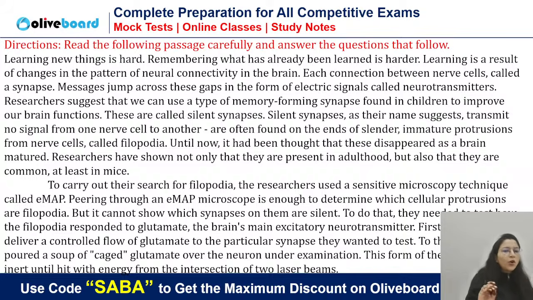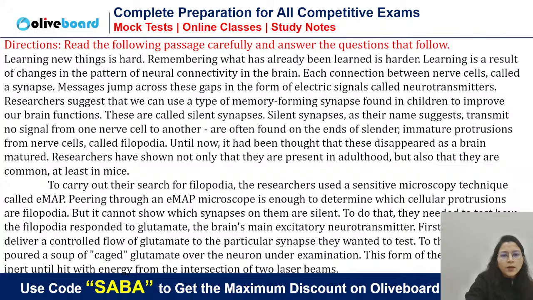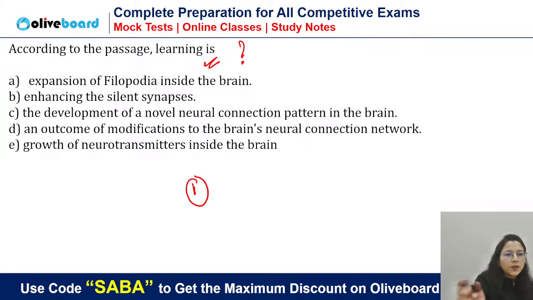Okay. So simply what you have to do, if you read the question according to the passage, learning is. So the answer is given here. In the first line only you can get the answer that learning is a result of changes in the pattern of neural connectivity in the brain. Right? Simple, the answer is here that result of changes in the pattern of neural connectivity in the brain. Now what is here? Expansion of philopodia? No. Enhancing silent synapses? No. The development of a novel means new neural connection pattern. Did we discuss that learning is new neural connection pattern in the brain? It is also not given. Where it is given new?